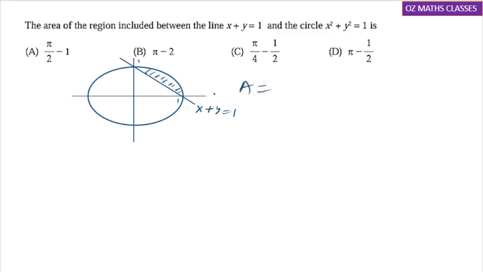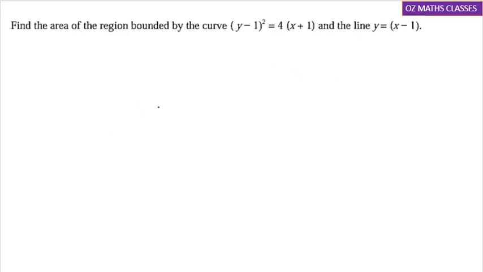So the required area will be the area of a quarter of the circle minus the area of the triangle. The area of a quarter of the circle will be pi r square by 4, minus the area of the triangle, which is 1 by 2 into length 1 into breadth 1. What is r? r square is 1. So the answer is pi by 4 minus 1 by 2.